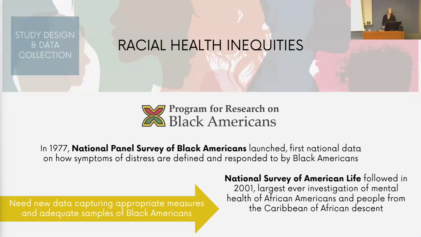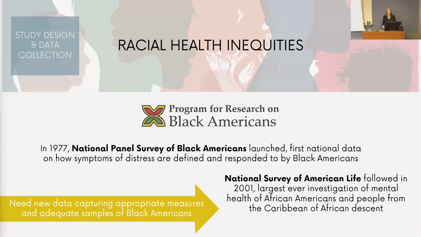So it was very clear that the design of new measures of stressful exposures was important to the PRBA key investigators. But once you have a measure, now you need a data set, right? You need a large enough sample of people with enough variation in the sample to test out these appropriate measures. And so in 1977, the National Panel Survey of Black Americans was first launched. It was the first national data on how symptoms of distress are defined and responded to by Black Americans.